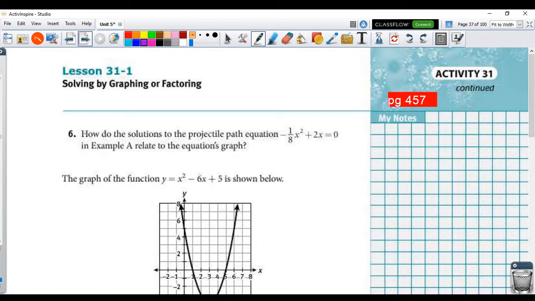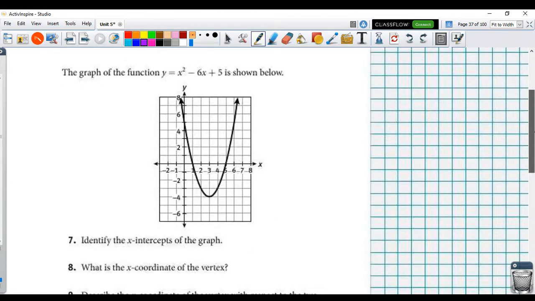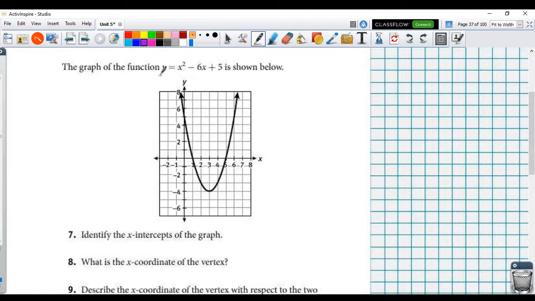On the next page, they're giving us another graph. So it's the same idea as what we were doing before. They gave us a new quadratic function here, and we can visually see the two x-intercepts of this graph are (1, 0) and (5, 0). So what we can do is take this equation and see if we can factor it to find these two x-intercepts and see if we get it correct.